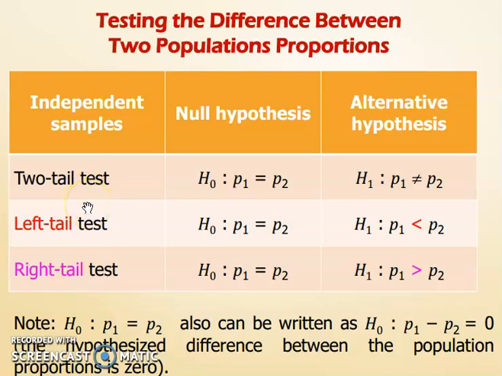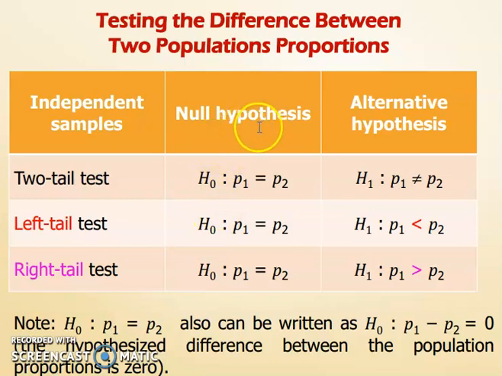Suppose we want to test the claim that the proportion of COVID-19 patients who recover using medicine A is higher than using medicine B. So with this, we are testing the difference between two population proportions. We are using independent samples, and we have a two-tailed test and one-tailed tests.